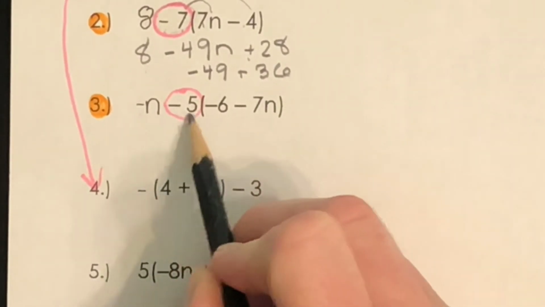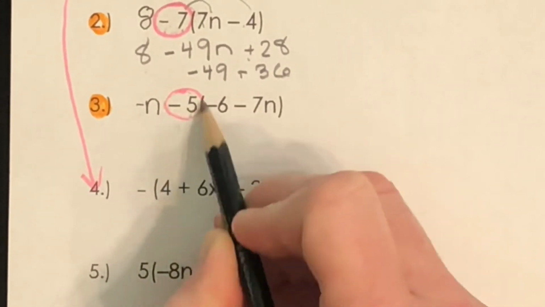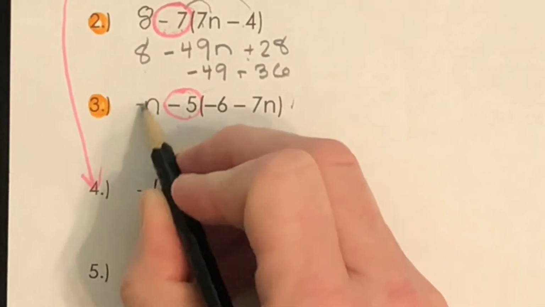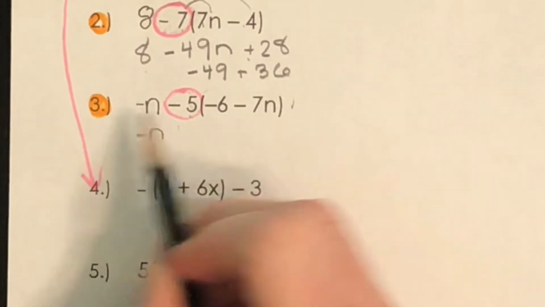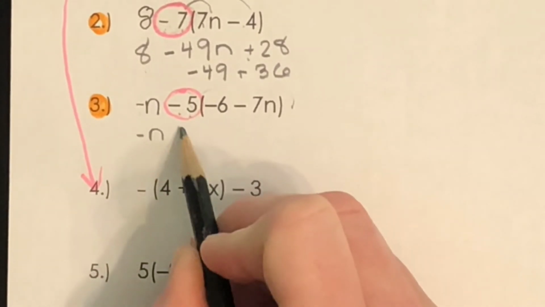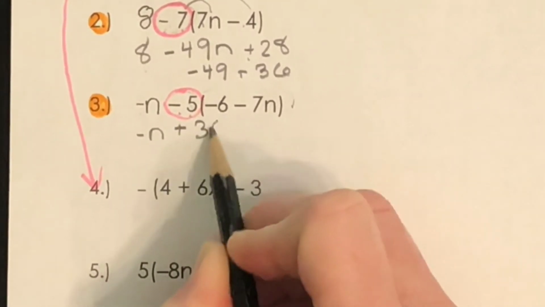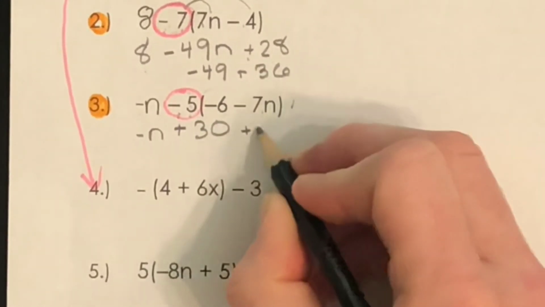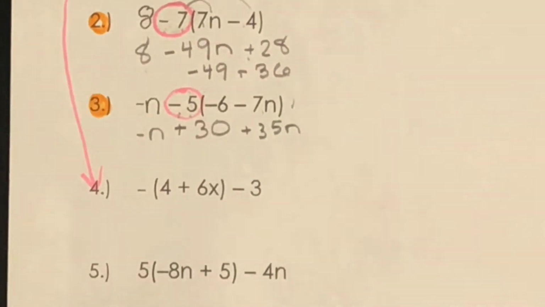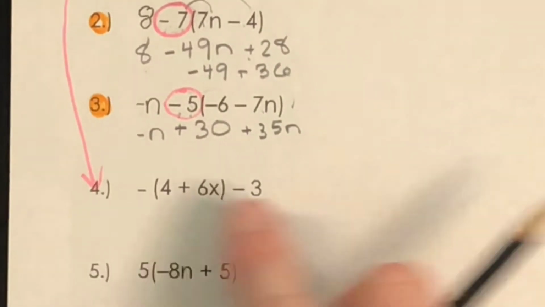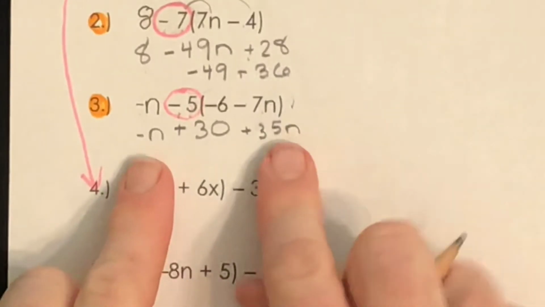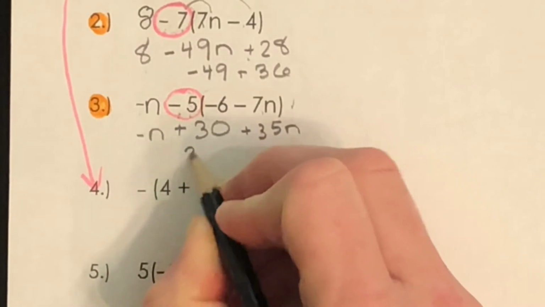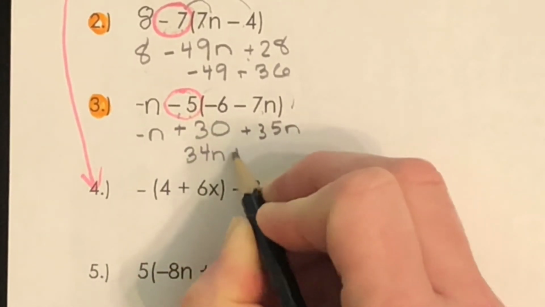I've got negative n minus 5, but I'm going to catch that minus and distribute negative 5 across the parentheses. So bring down the negative n. Now to distribute. Negative 5 times negative 6 is positive 30. Negative 5 times negative 7n is positive 35n. Now I will combine my terms. I've got two variable terms that are alike. So that when I combine them, I get 34n plus 30.